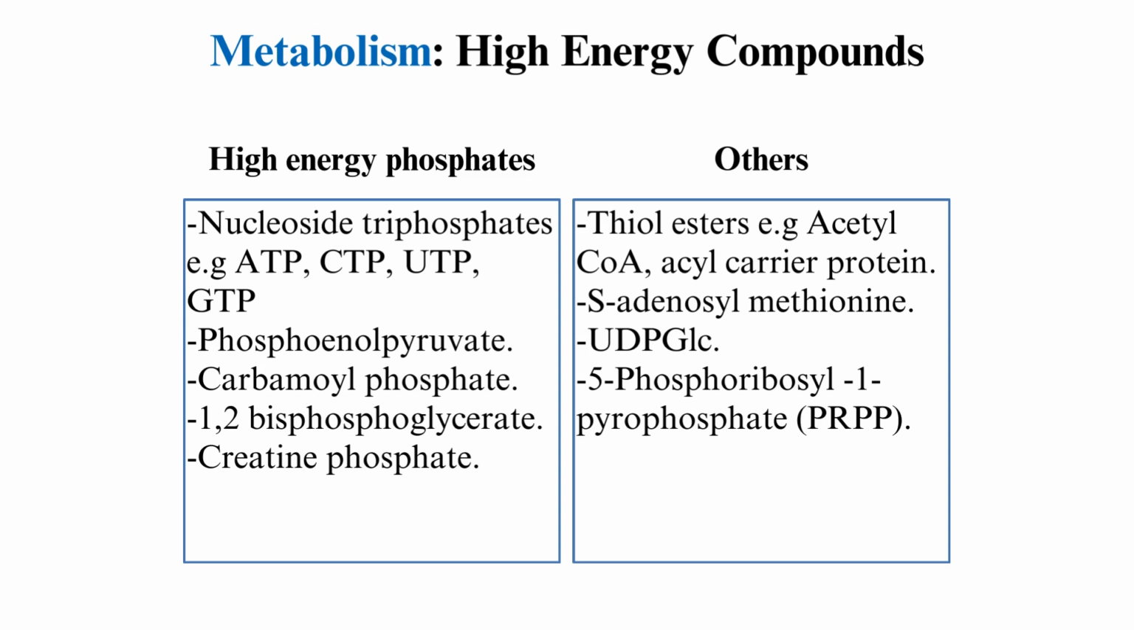creatine with an INE. We have other high energy compounds such as thioesters, such as acetyl-CoA, S-adenosylmethionine, UDP-glucose, and 5-phosphoribosyl 1-pyrophosphate. We will come across all of these as we discuss nucleotide metabolism, carbohydrate metabolism, amino acid metabolism, lipid metabolism, and the pentose phosphate pathway.